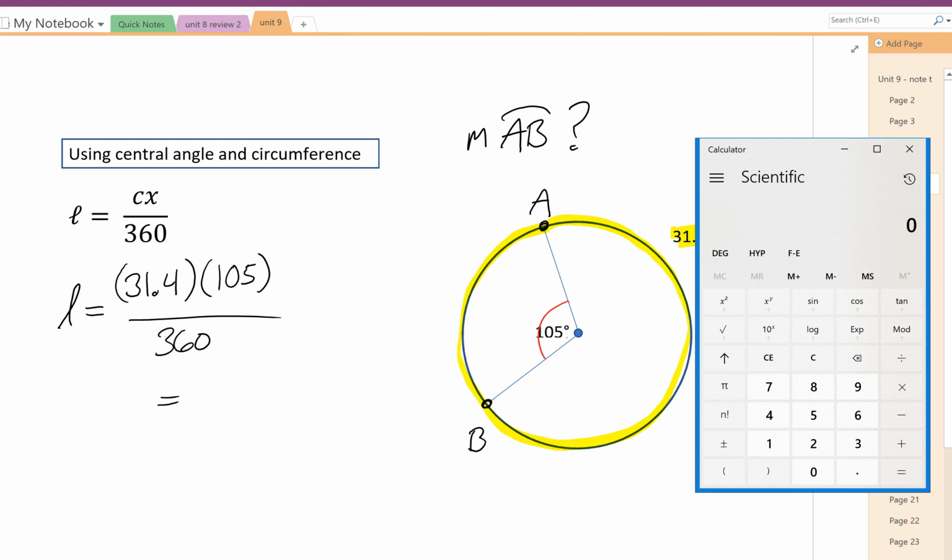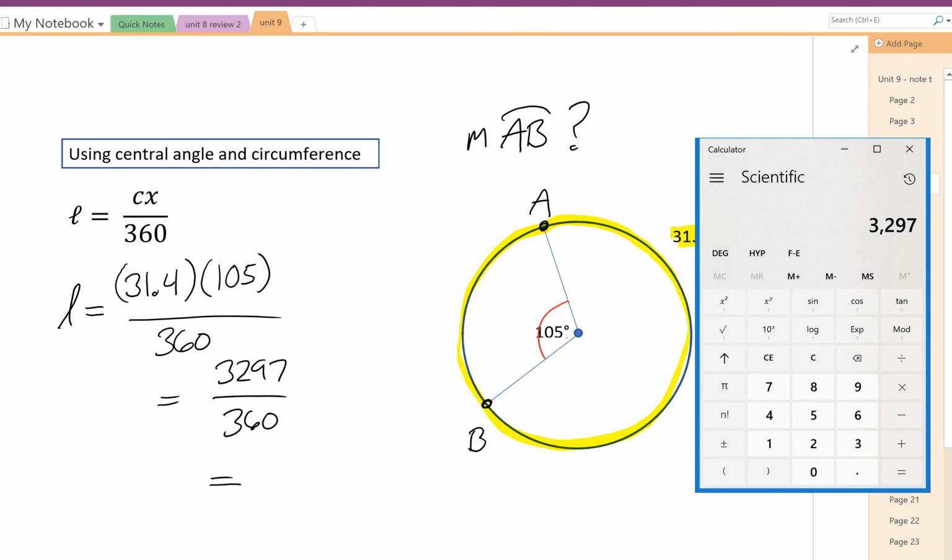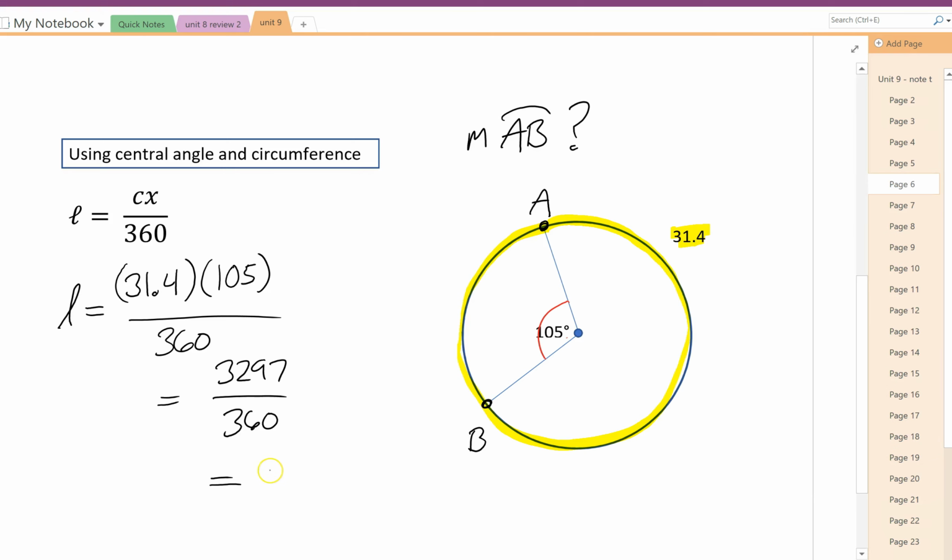So the circumference is 31.4. I'm going to multiply that by 105. And I get 3,297. And that's divided by 360 still, so 9.158, which I would round up to 9.16. Not because I want to cheat, but, well, maybe I want to cheat a little bit. So the length of this arc would be, again, about 9.16.